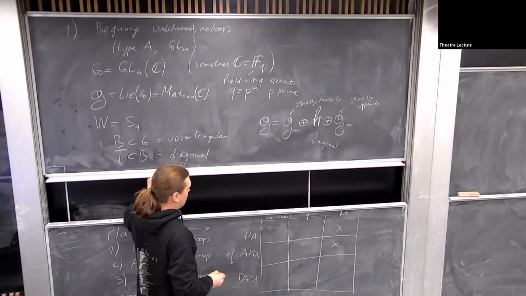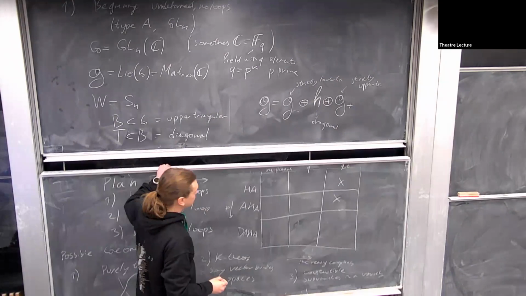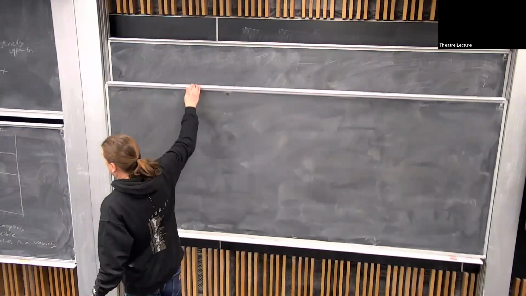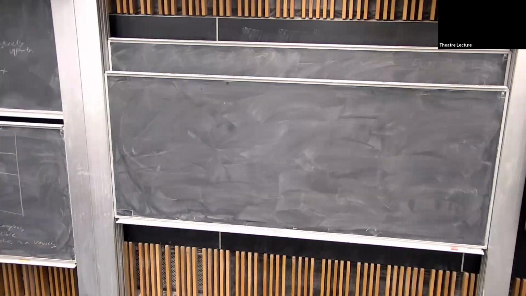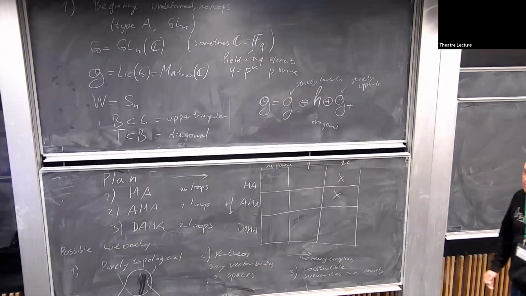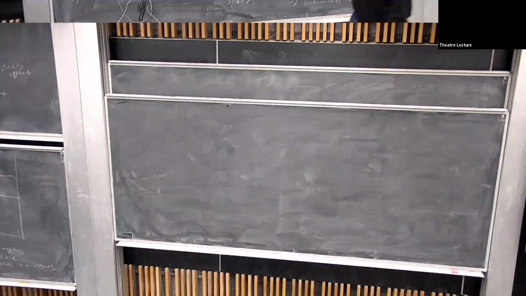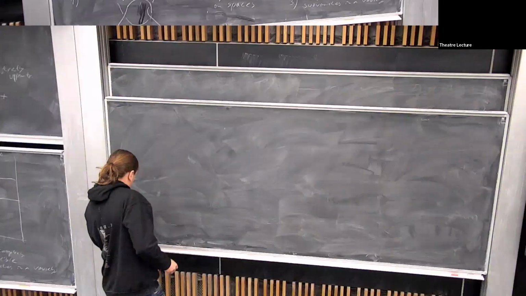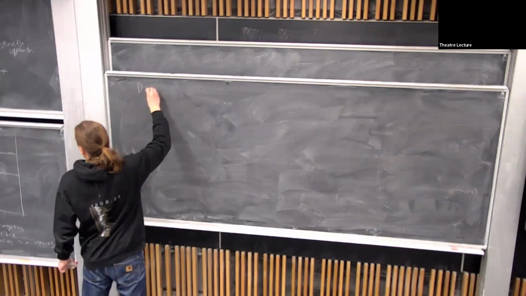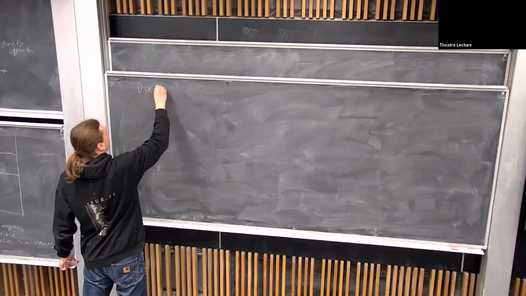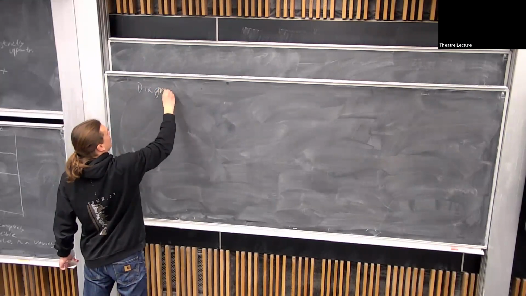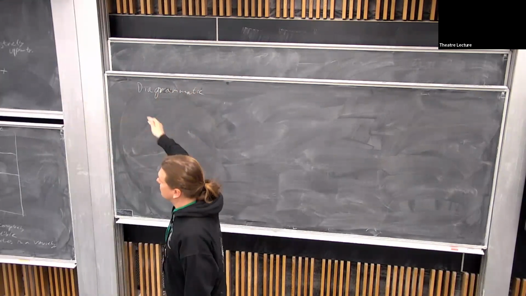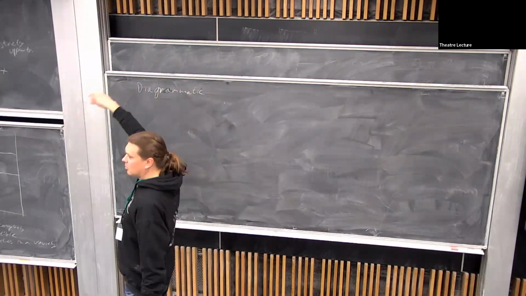Now let's see what we want to study. We want to study representations of big G, of small g, of W, and so on. To do this, we use a diagrammatic calculus, and this diagrammatic calculus is useful to study representations of all of them at the same time.